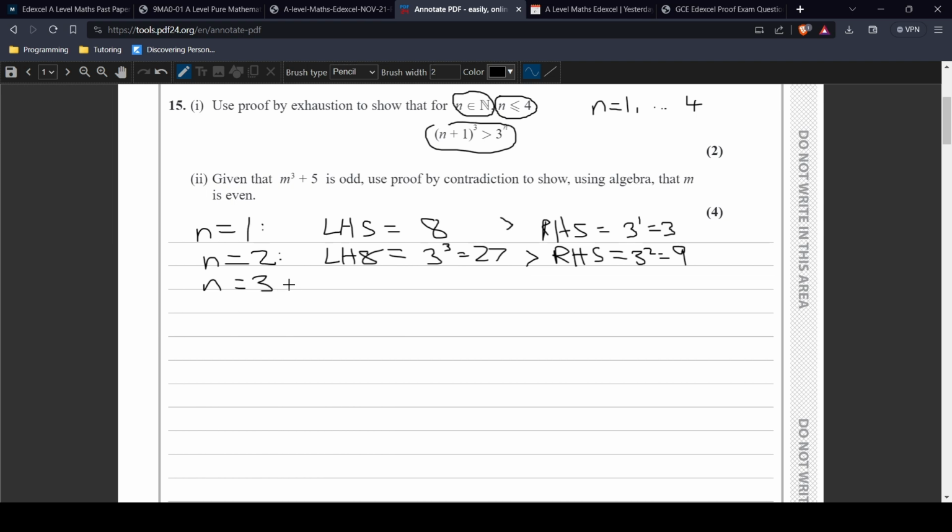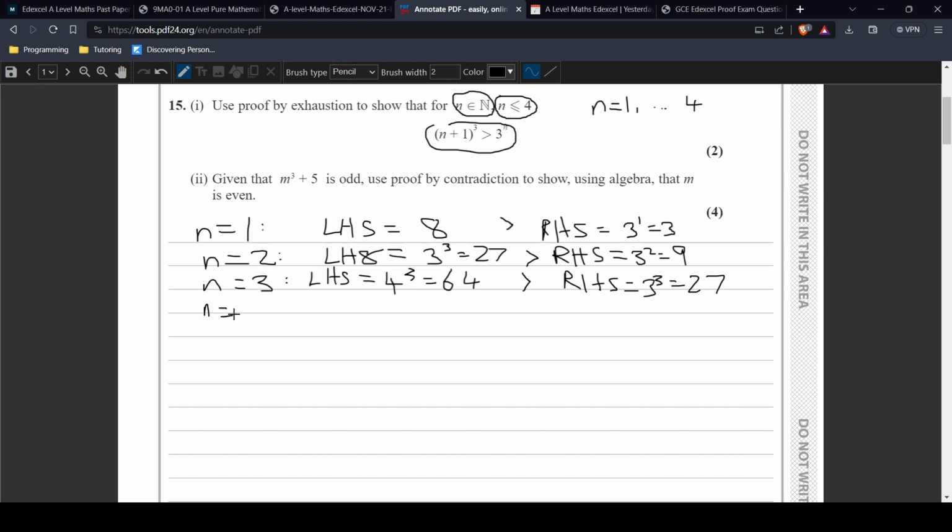Let's do this now for n equals 3. So on the left hand side, we'll get 3 plus 1, which is 4. 4 cubed is 64. And on the right hand side, we get 3 to the power of 3, which is 27. So then 64 is indeed bigger than 27.